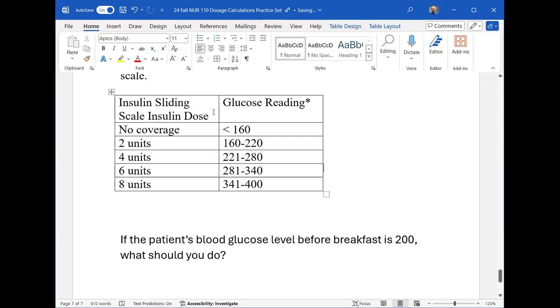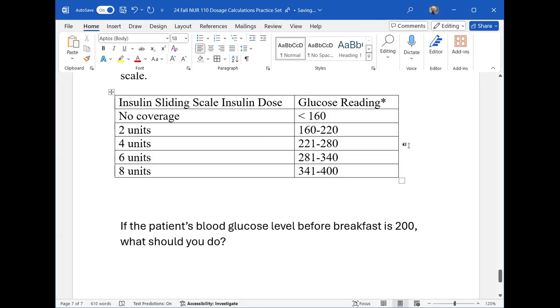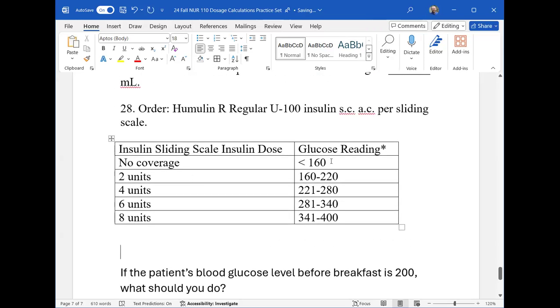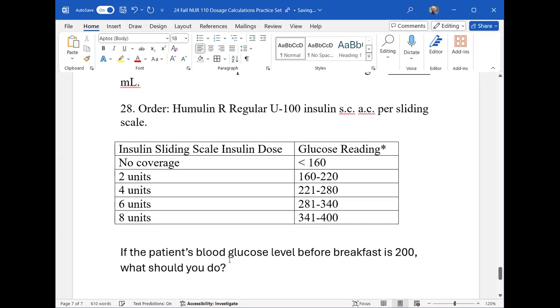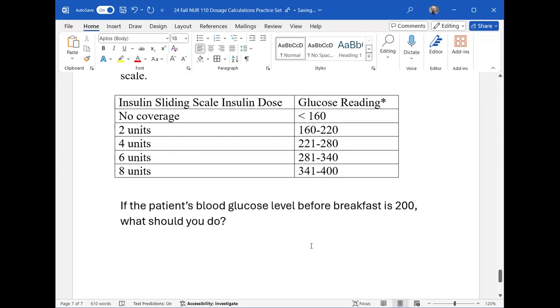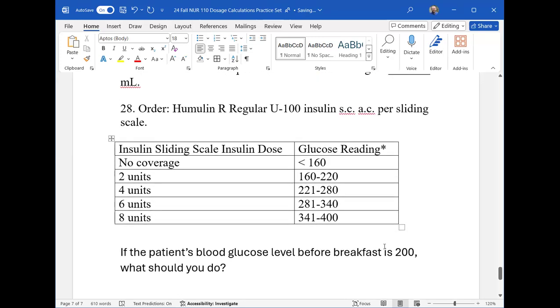Okay. So you have something that kind of looks like this, where you'll have a sliding scale, glucose reading, and then a question that basically asks you, can you read the sliding scale? Then sometimes it'll ask you to mark on a syringe, but this one's not doing that. Sometimes these are reversed, meaning the glucose reading would be on the left side of the graph, and the insulin sliding scale, insulin dose would be on the right side. So just pay attention to that. I don't know if I accidentally did that or why that got flipped around, but anyways.